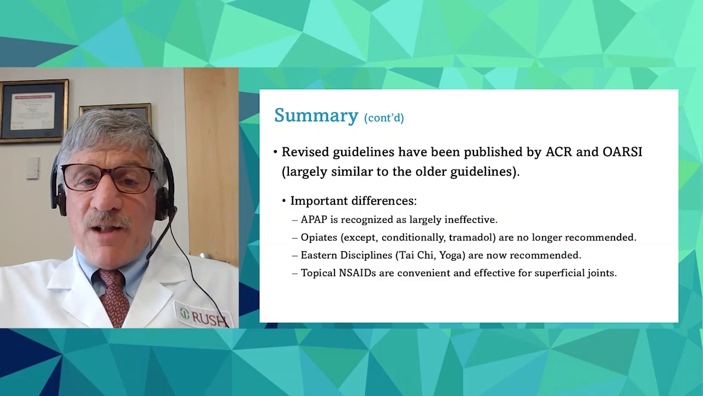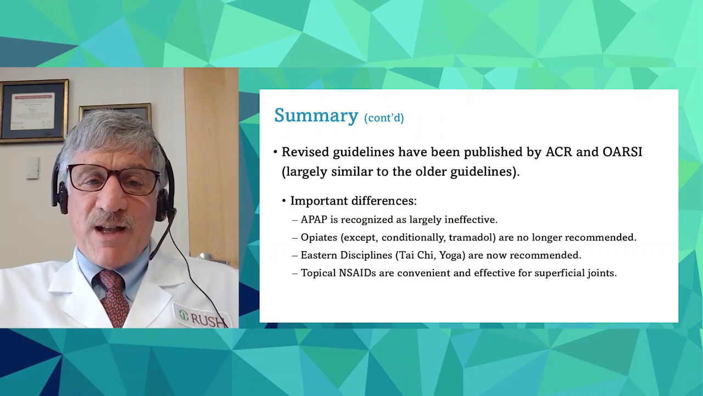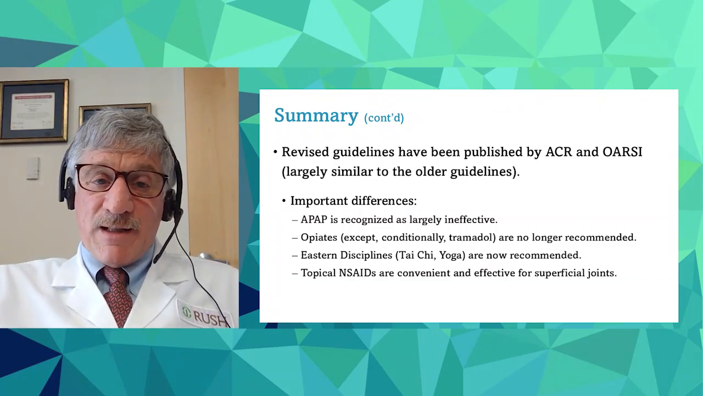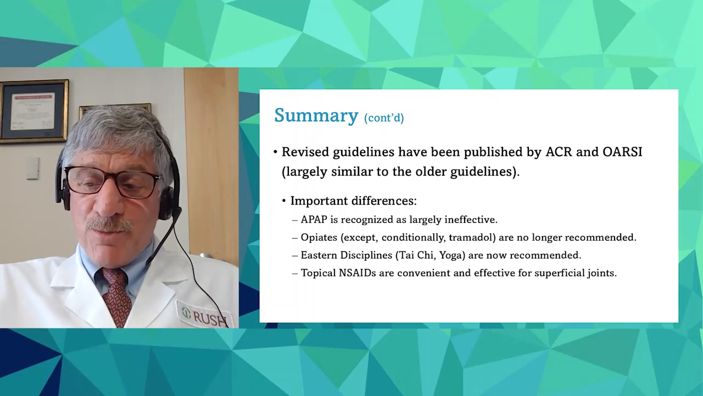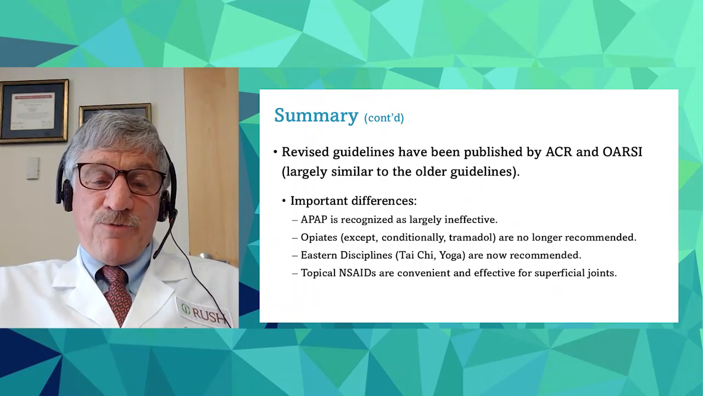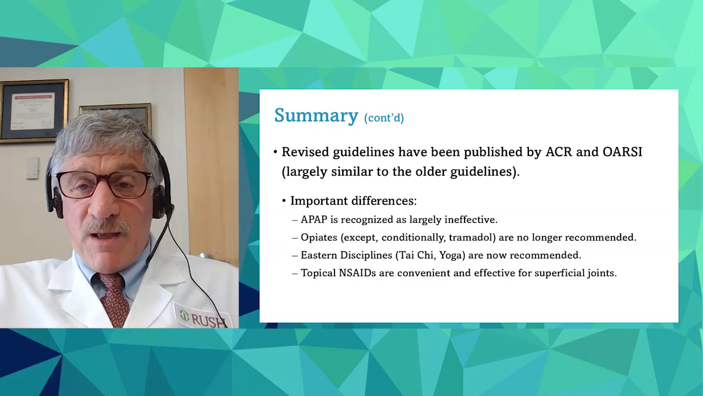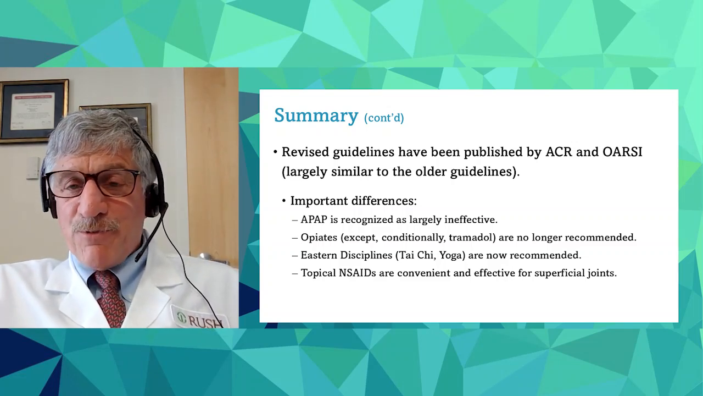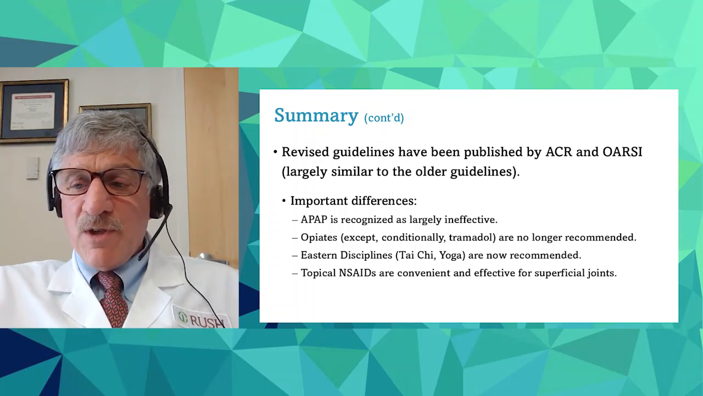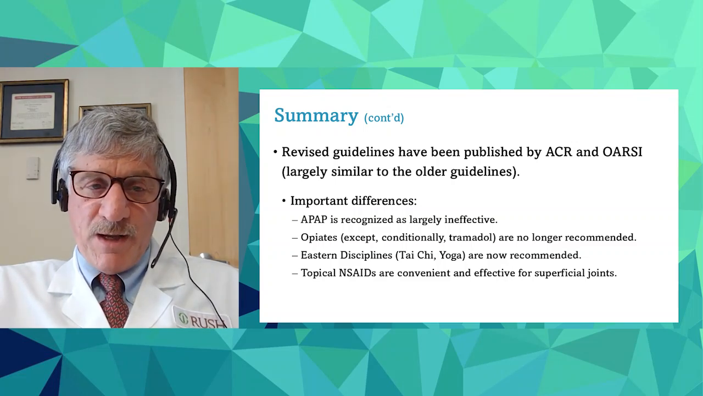Revised guidelines are available both from the American College of Rheumatology and the OA Research Society International. Now, they are largely similar to the old guidelines. However, there are very important differences. First of all, acetaminophen has been finally recognized as ineffective in the chronic treatment of OA. It may still be effective for short-term painful flares of up to 4 to 6 weeks in people who don't have other options, but there ought to be no role for its use in long-term chronic OA pain.